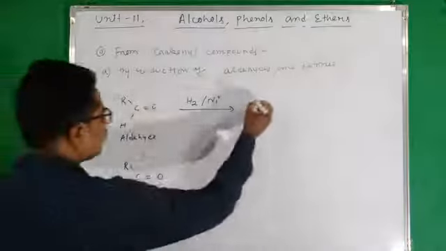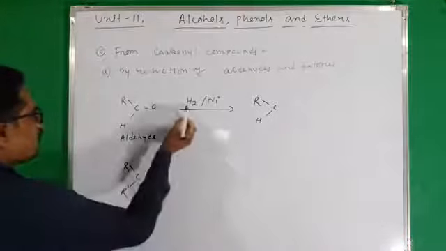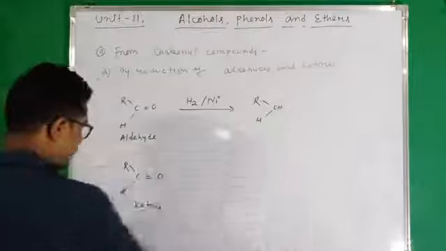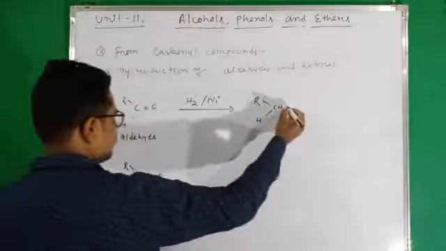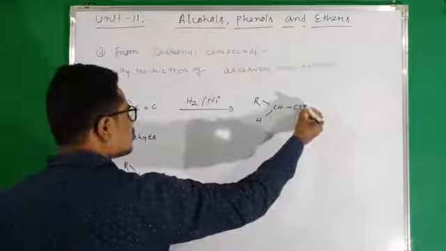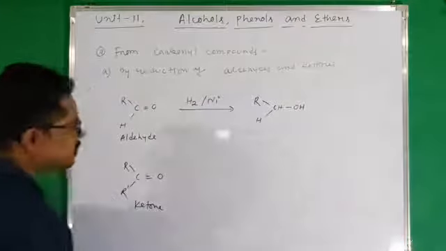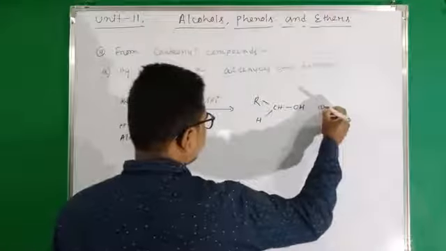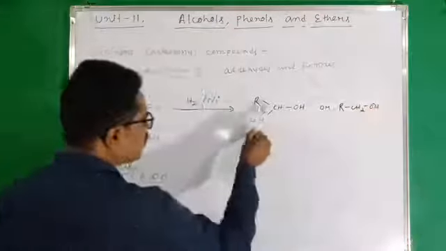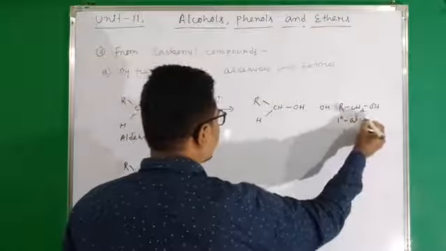That means we will get RCH, one hydrogen atom will add to this carbon, that means this double bond will convert into single bond, and another hydrogen will add to this oxygen atom, resulting in CH single bond OH. Or we will get RCH2OH, that means RCH2OH, primary alcohol.